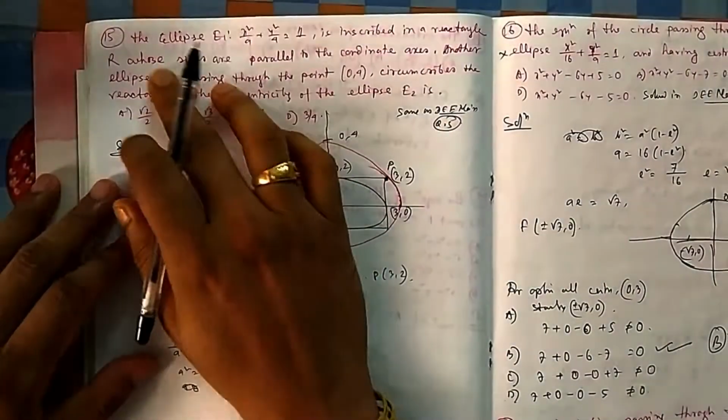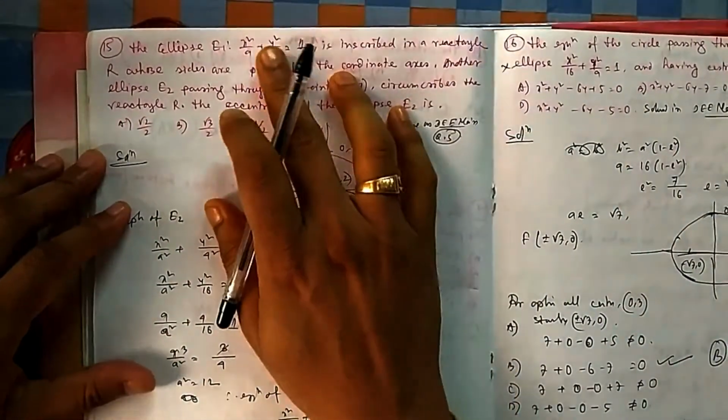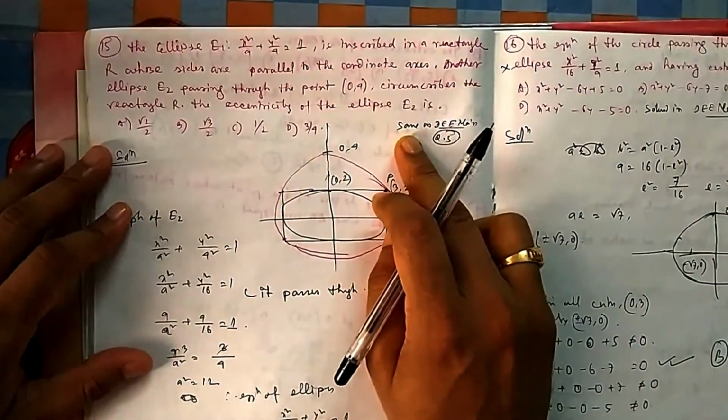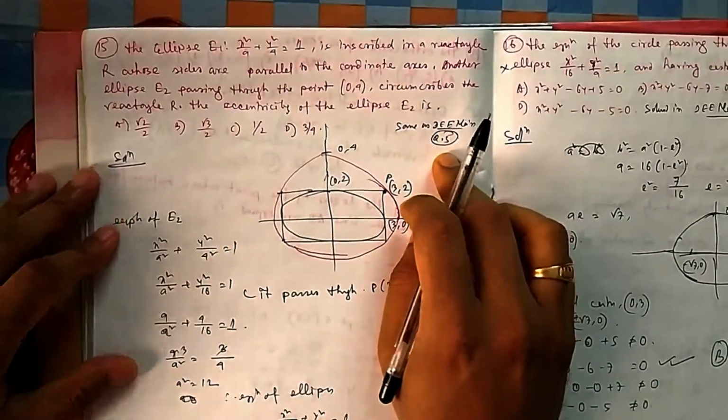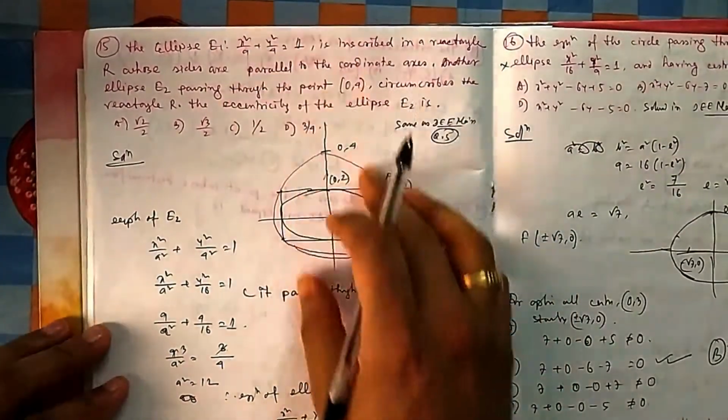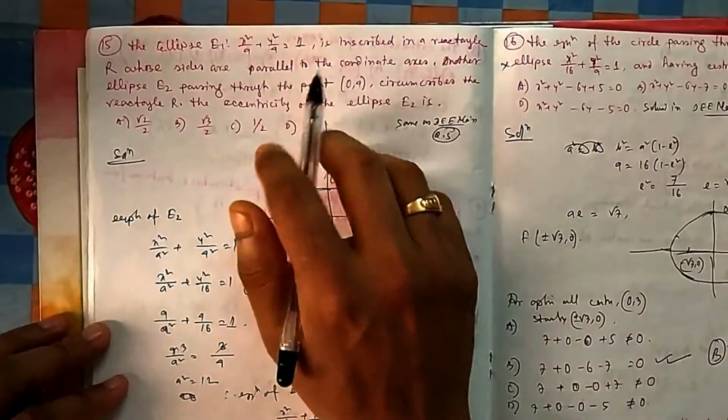Okay students, if you come to question number 15, although there are slight changes in the values, it is a similar pattern to the JEE main question that I have given in question number 5. You can check that out. It is the same pattern, but the values are different. That's why I am reading it one more time.